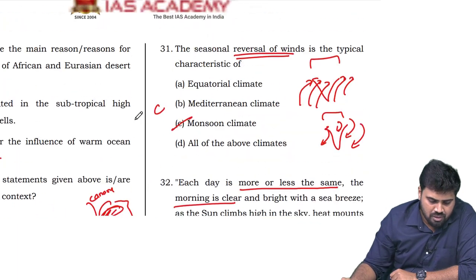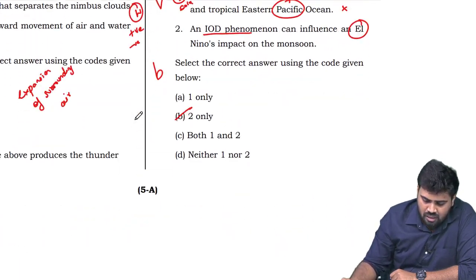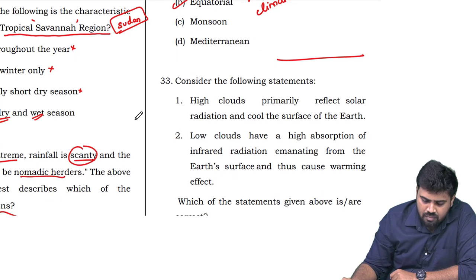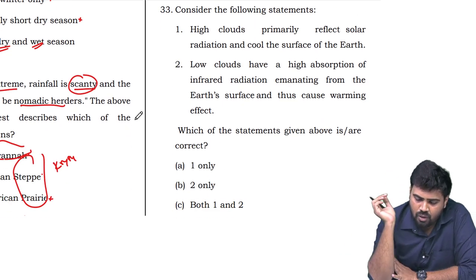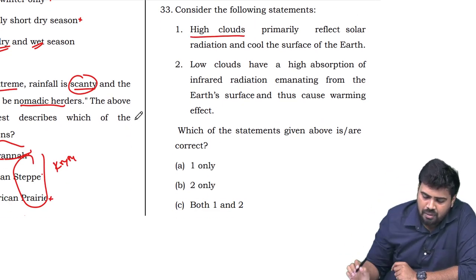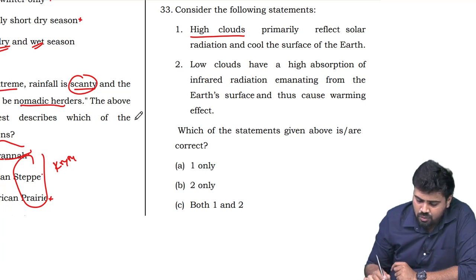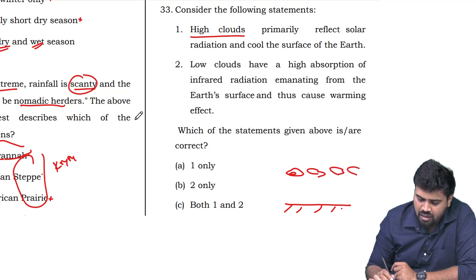So, okay, 5 questions. We can expect similar questions in upcoming years also. So 33, consider the following statement. High clouds primarily reflect solar radiation and cool the surface. Low clouds have high absorption of infrared radiation.